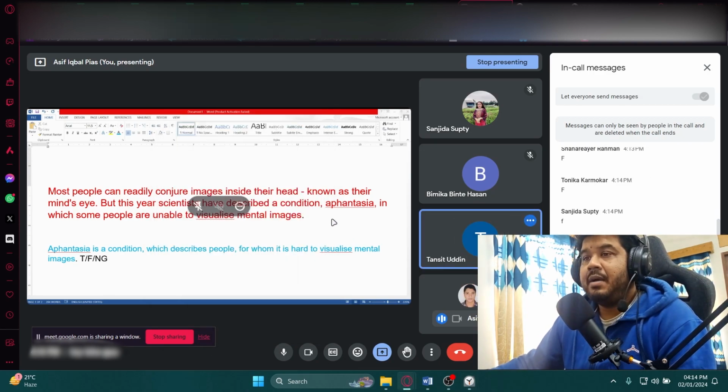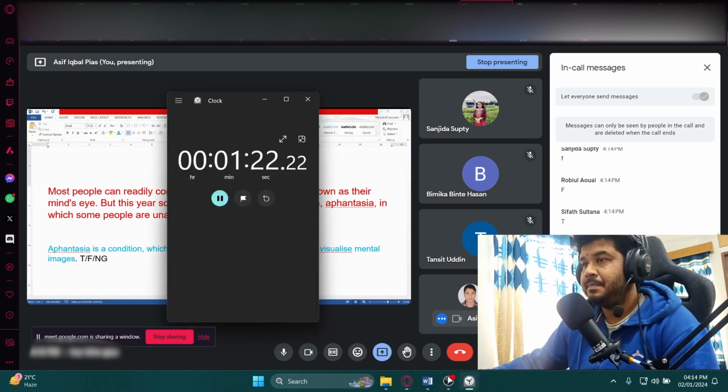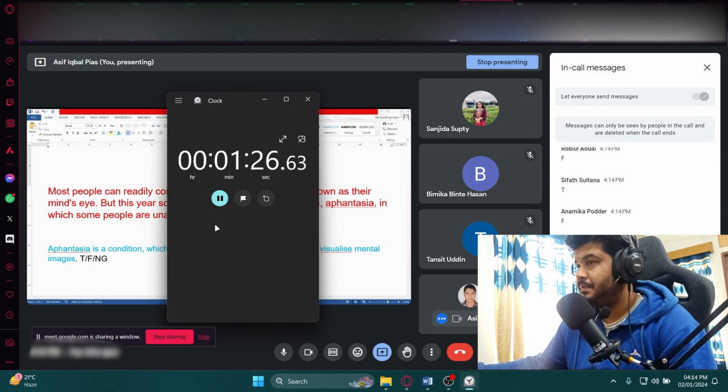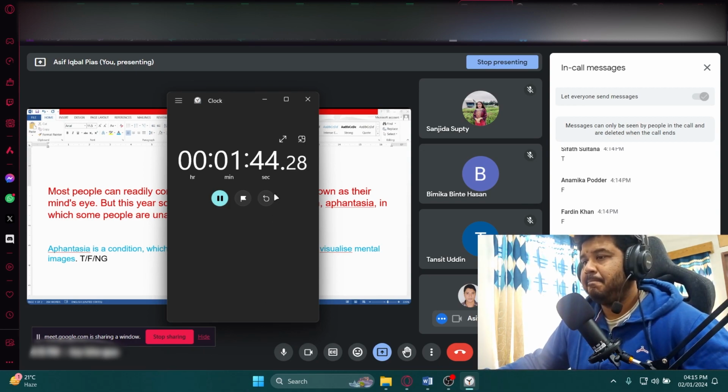What we have to do, or what we are doing basically, is the statement in red, which is written in red ink, we read it, and then the statement in blue, we will find out whether it is true, false, or not given. Okay? All right, we have 1 minute left. 20 seconds left.